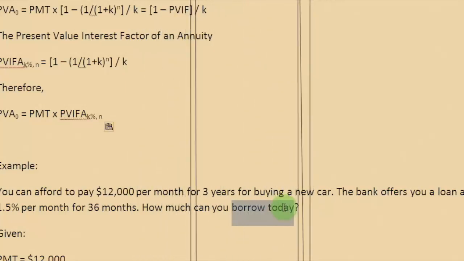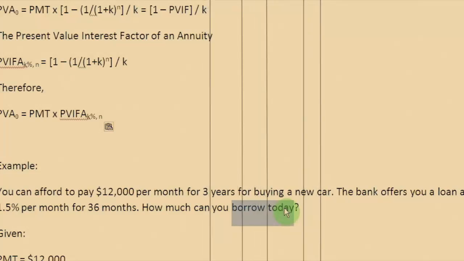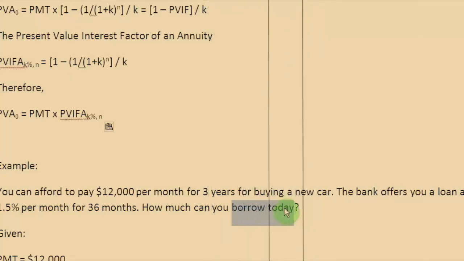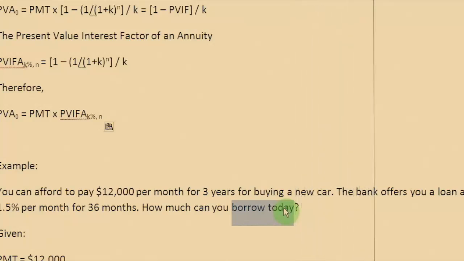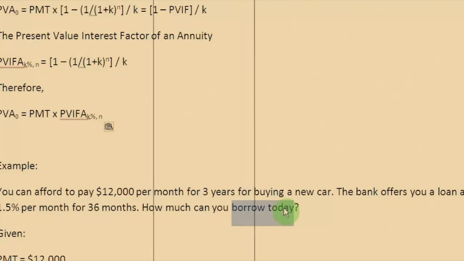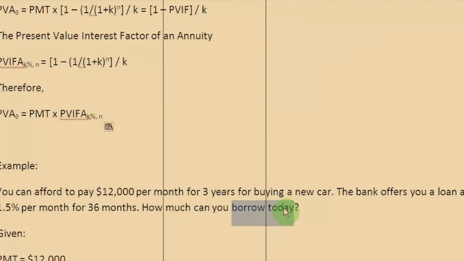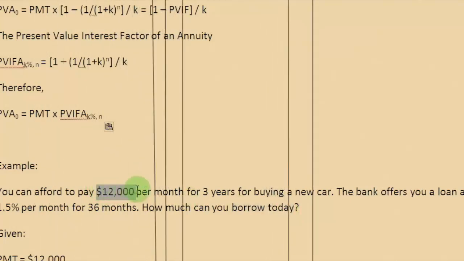So if we are required to find out the amount for today, we know that we are going to be solving for the present value. Now the next question that we should ask ourselves is, are we finding out the present value of a mixed stream, or are we finding out the present value of a single amount, or are we finding out the present value of the annuity? The answer to that question lies in the examination of your data.